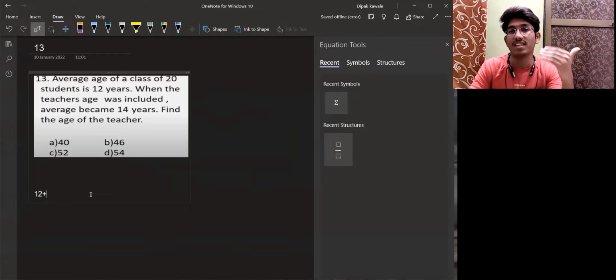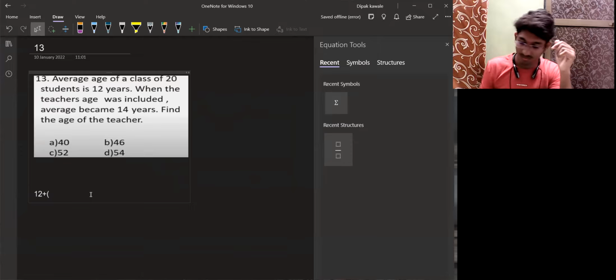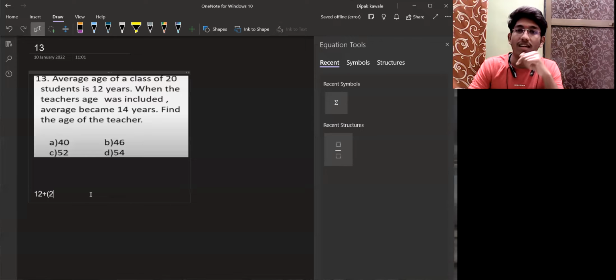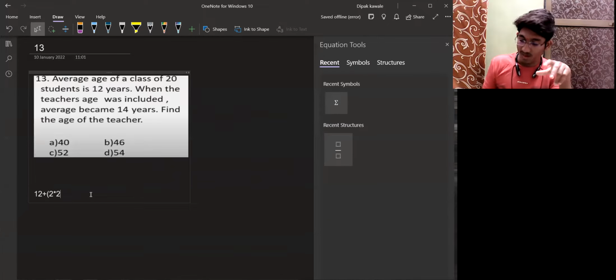How much has the average increased? 2. Now how many people are there in the group? 21. Earlier it was 20 students, now adding the teacher, it becomes 21. So 2 into 21 is 42. 42 plus 12 is 54.